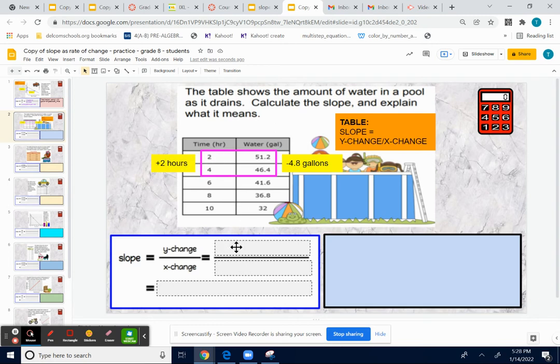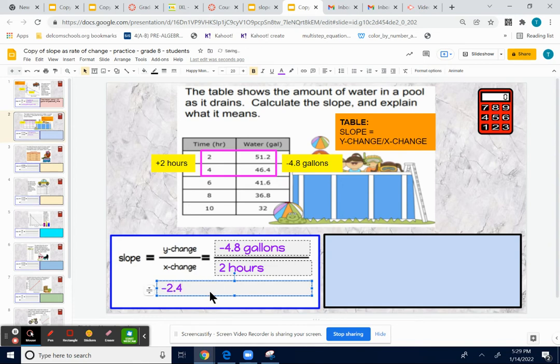So I'm just going to put these into the formula. Slope equals y change over x change. My y change is negative 4.8 gallons. My x change is 2 hours. I'm going to go ahead and simplify. Negative 4.8 divided by 2 is negative 2.4.